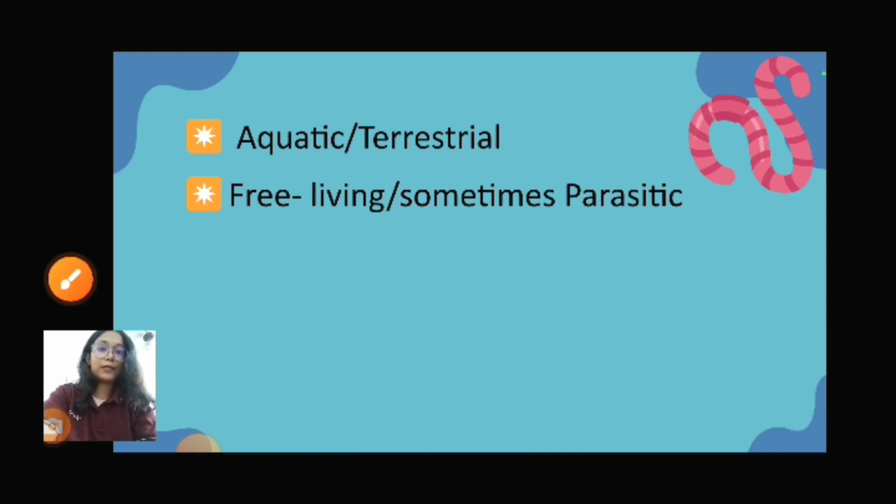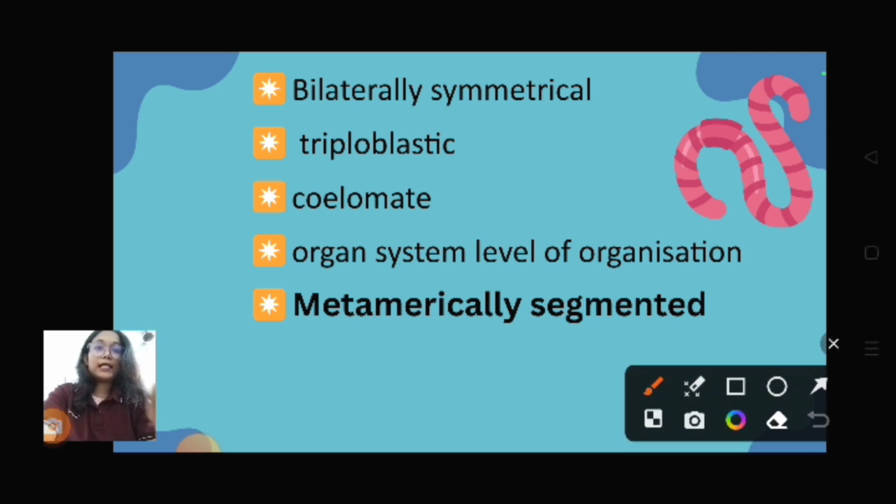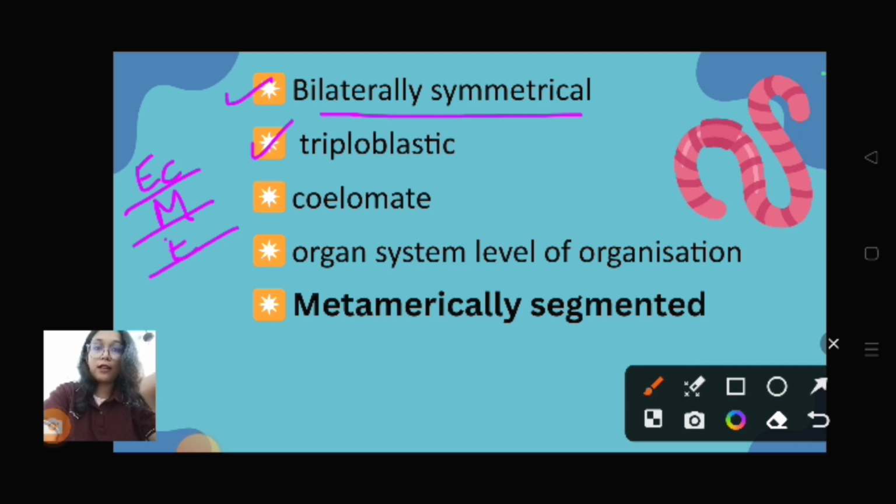Moving on to the next points. So it is saying they are bilaterally symmetrical. If you divide a particular Annelida in one particular plane, it will give two equal halves. Is it clear? They are triploblastic, means they are having three germ layers: the outer ectoderm, middle mesoderm, inner endoderm. They are coelomate, means they are having body cavities.